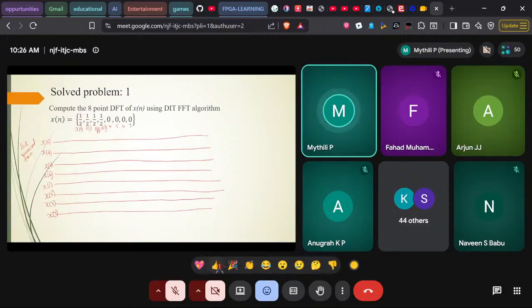So what will come here? Here you get half. 4th sample is 0. Second sample is half. 6th sample is 0. First one is half. 5th is 0. Third is half. ചെയ്തോ എല്ലാരും? Have you drawn?